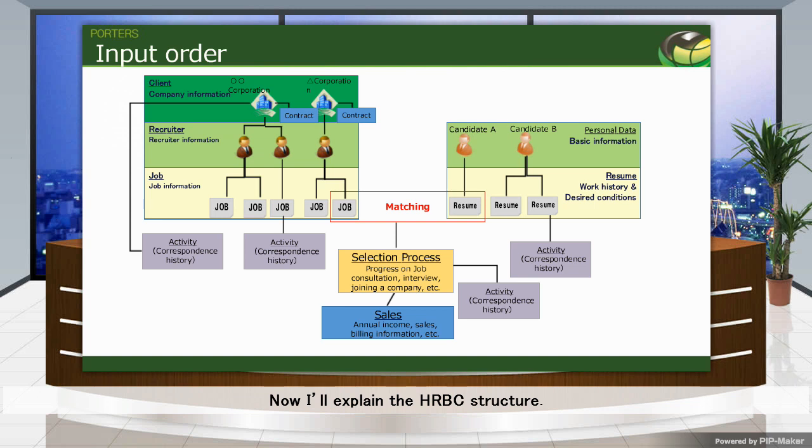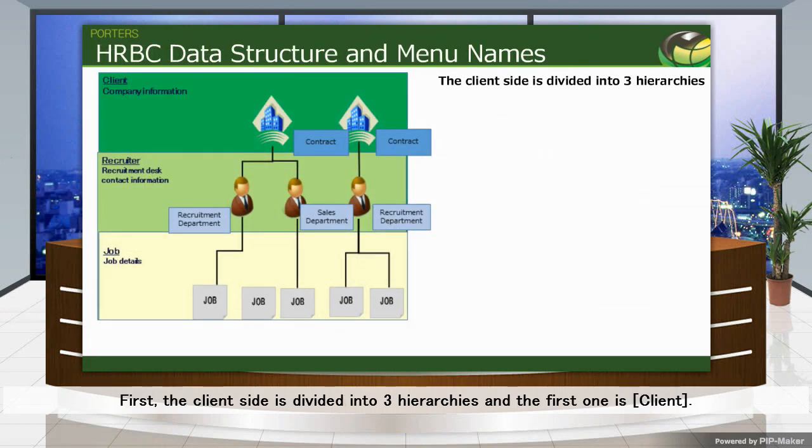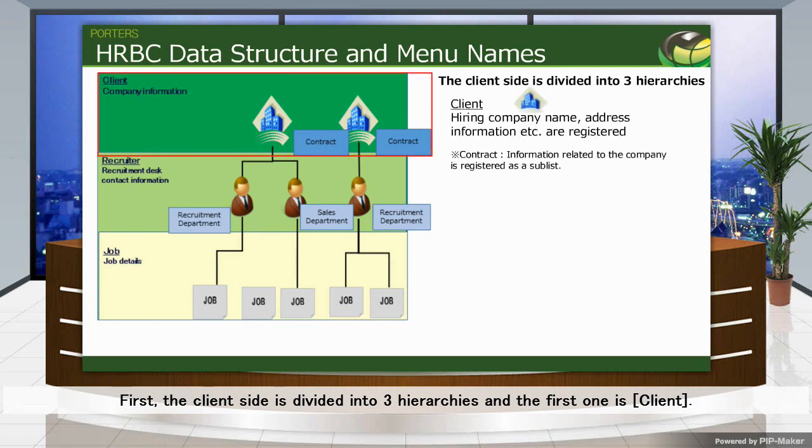Now I'll explain the HRBC structure. HRBC is divided into two main categories, the client side and the candidate side. Each side is divided into hierarchies. First, the client side is divided into three hierarchies and the first one is client. In client, there is the company name, address information, etc. registered.